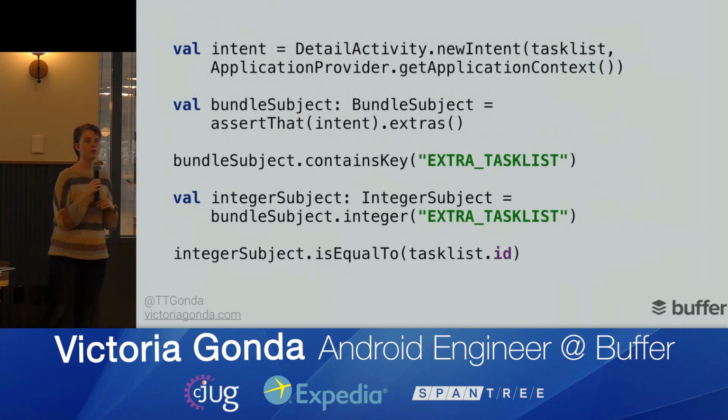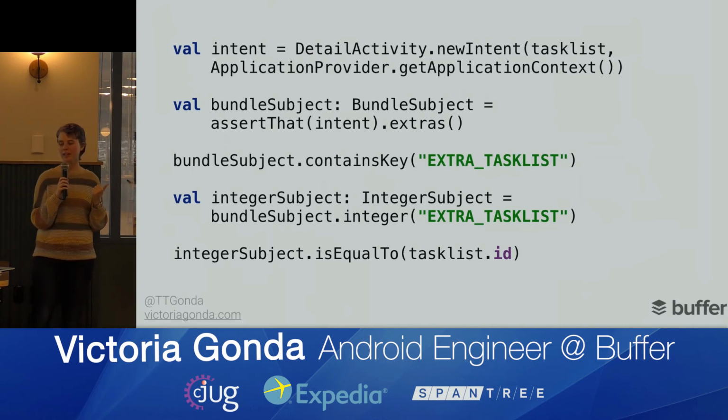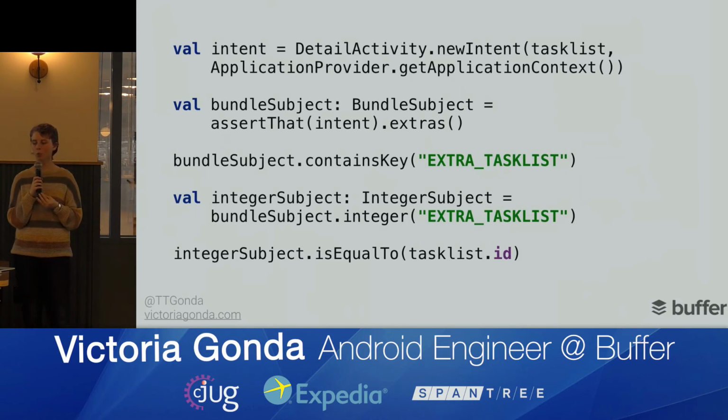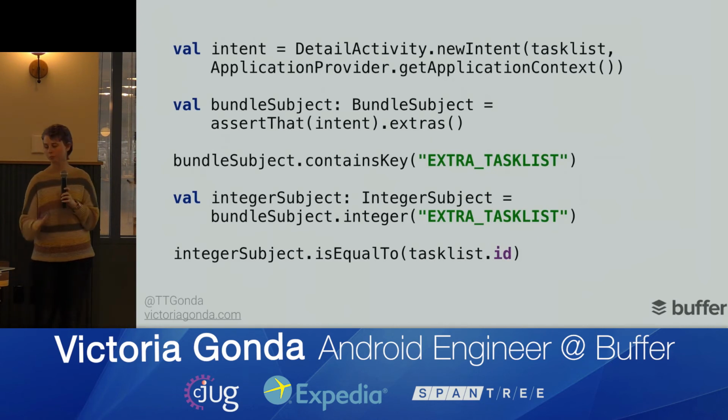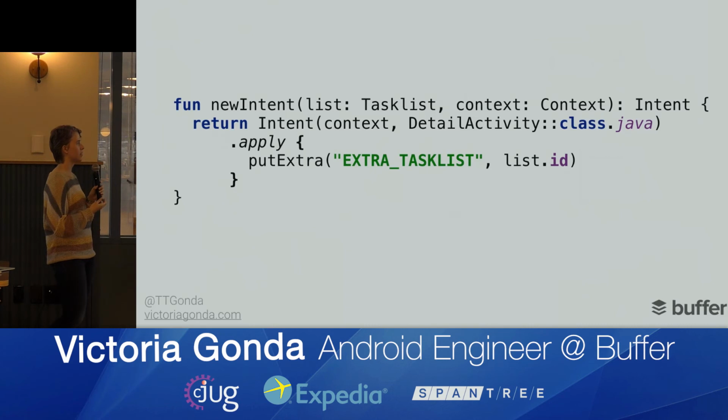There are also subjects for a lot of different things. So let's look at a few more. The detail activity in this app provides its own start intent with new intent. Here, we test that it has the bundle extras that we might expect. We'll break it down to make it easier to look at. But real quick first, for reference, here's that new intent method. It takes a task list and a context, and it creates an intent for the detail activity, putting that list ID as an extra.